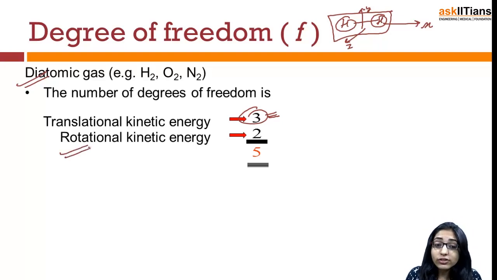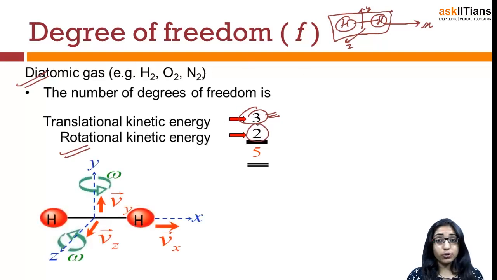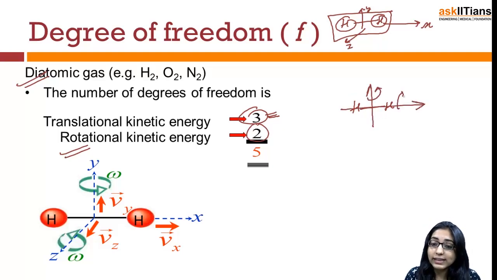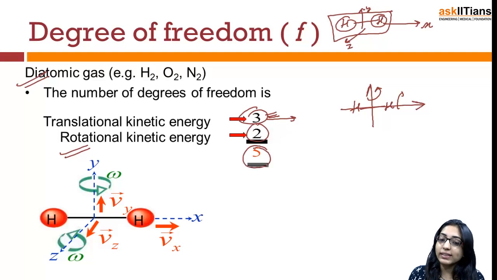Moreover, the rotational degrees of freedom will be 2. Why so? The molecule has a total of 2 rotational kinetic energy terms because there are 2 ways in which a diatomic molecule like this can rotate. Either it can rotate about this axis or it can rotate about this axis. Since there are 2 different ways in which a particular molecule can show its rotation, the rotational degrees of freedom in the case of a linear diatomic molecule is 2. So the total number of degrees of freedom will be 3 plus 2, that is 5.